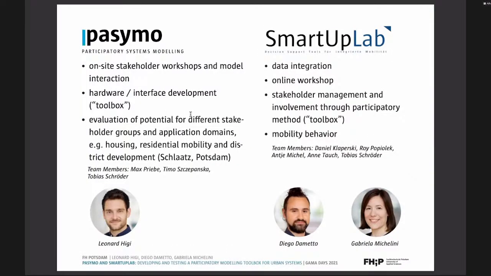My colleagues Leonard and Diego are modelers in each project. I do research about knowledge transfer, but I have no modeling skills. And we are accompanied in our projects by transdisciplinary teams with different backgrounds, such as geoinformatics, futures research, social psychology, and sociology, among others. Both projects are connected in their approach, but differ in terms of topics and goals. And now Leonard will present us Project Pasmio.